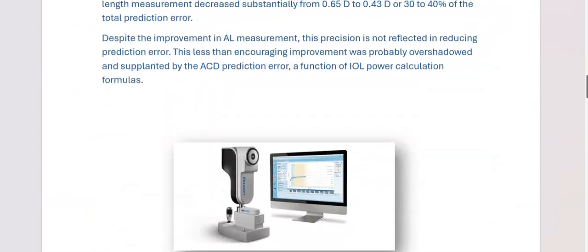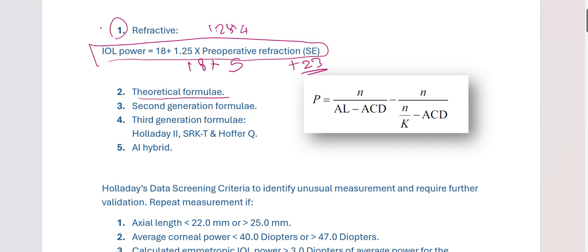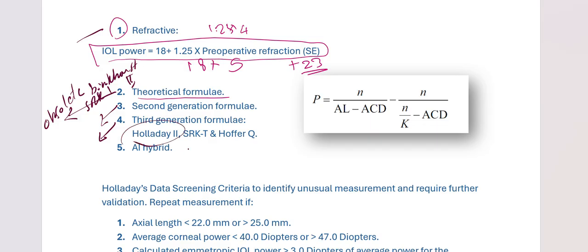This takes us back to the formulae. As we explained, the refractive formulae and the theoretical formulae, which are now deemed obsolete by the Royal College, like the Binkhorst, like SRK1 and SRK2. Second generation formulae and third generation formulae, the regression formulae, like Holladay 2, SRK/T, and FRCOphth. And most recently, we have the AI hybrid, the artificial intelligence hybrid formulae. And the example for this is Kane formula.